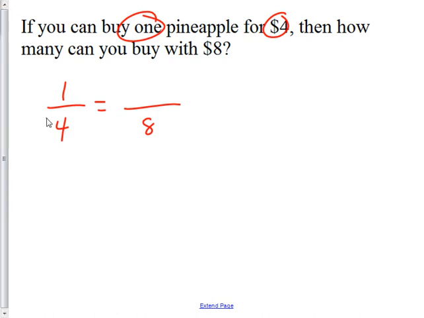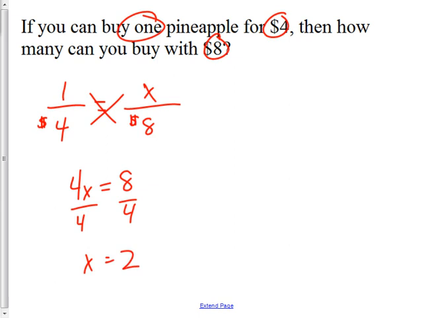Whereas if I would have written at least a dollar sign, then I would have known right away, okay, I have to put the dollars on the bottom, which means my variable is there. All right, let's cross multiply and divide. So I have 4x is equal to $8. Divide both sides by 4, and x is going to be 2 what? 2 pineapples.